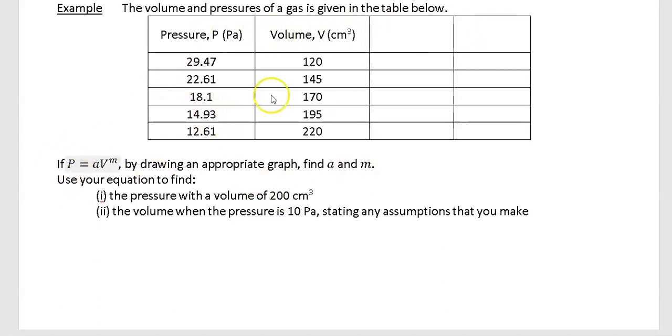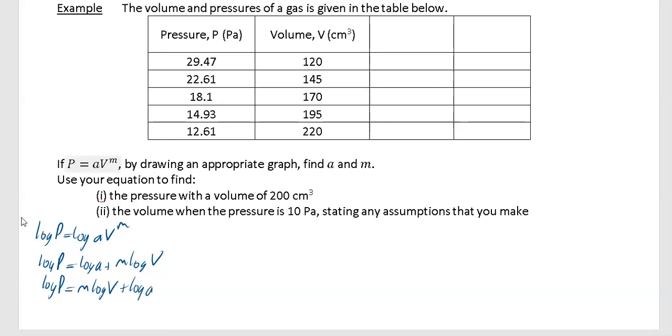So the first thing I would do, before I do this really, is work out my log equation here so that I know what I'm going to be finding. So I'm going to just take logs. So we had log of P is equal to log of AV to the power of M. That's going to be log of P is equal to log of A plus M log of V. And I'll just rewrite that as log of P is equal to M log V plus log A.